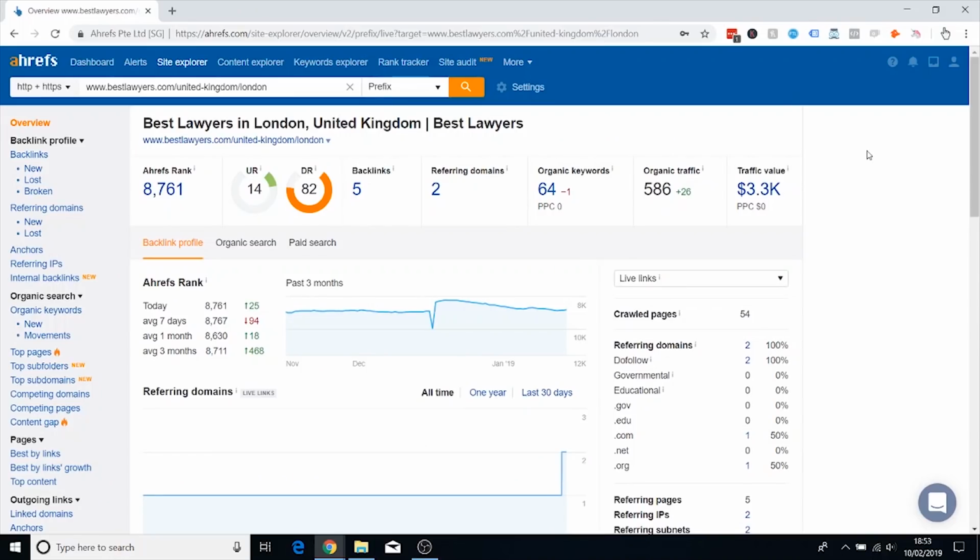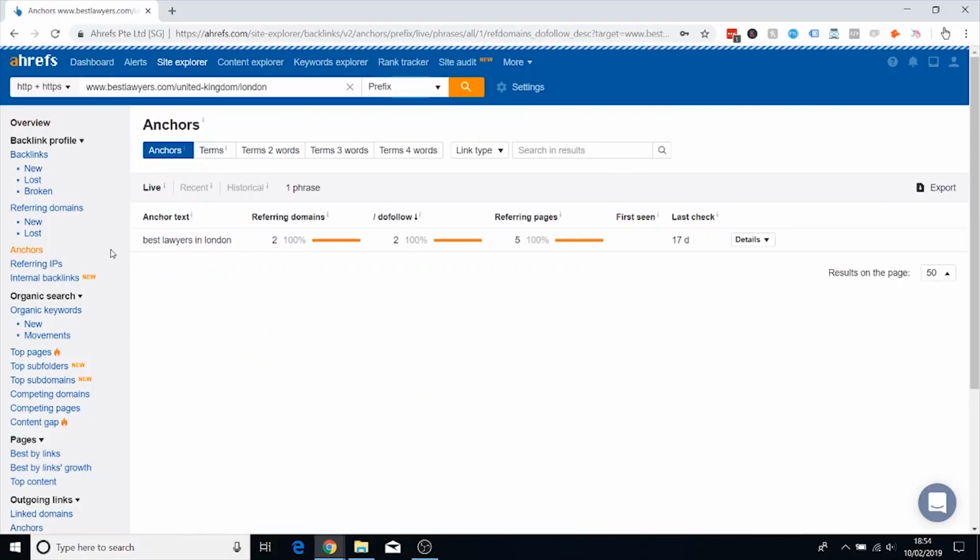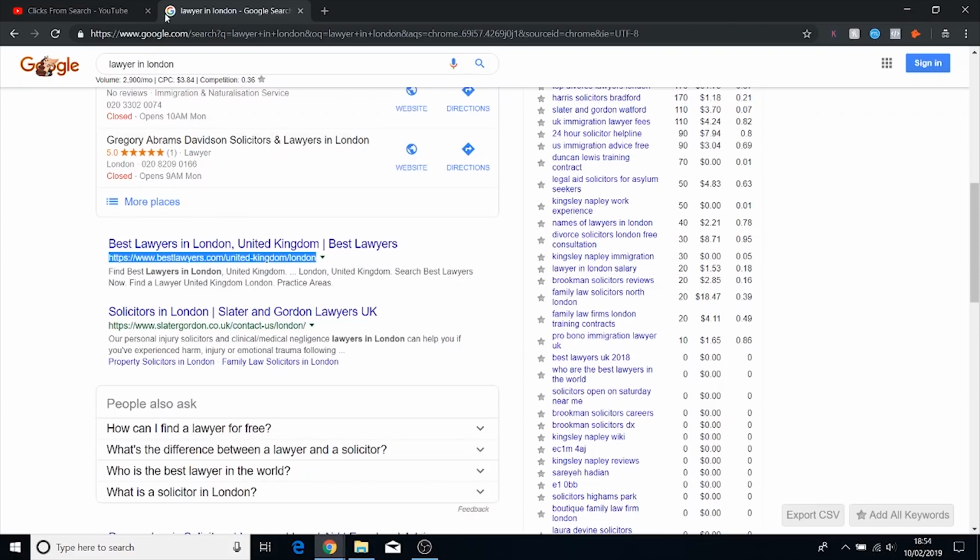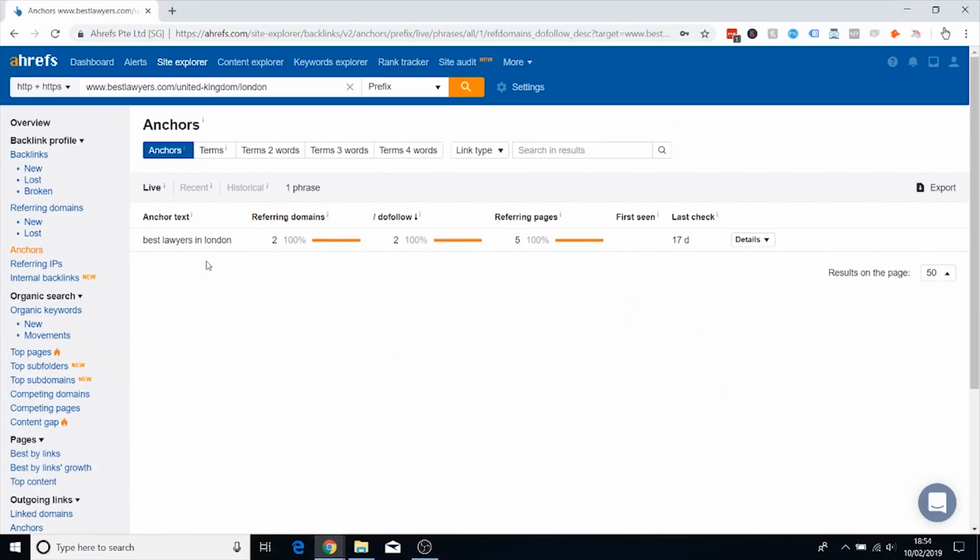Okay, so looking at the actual page itself, the page that's ranking, we can see that it only has 2 referring domains going to it. So what does that mean? It means that this page right here is ranking purely off the power of the home page. Now let's just take a look at the anchor text first. As you can see, it says best lawyers in London. So the keyword that we searched for was lawyer in London, and that's obviously Google picking up the relevance there.